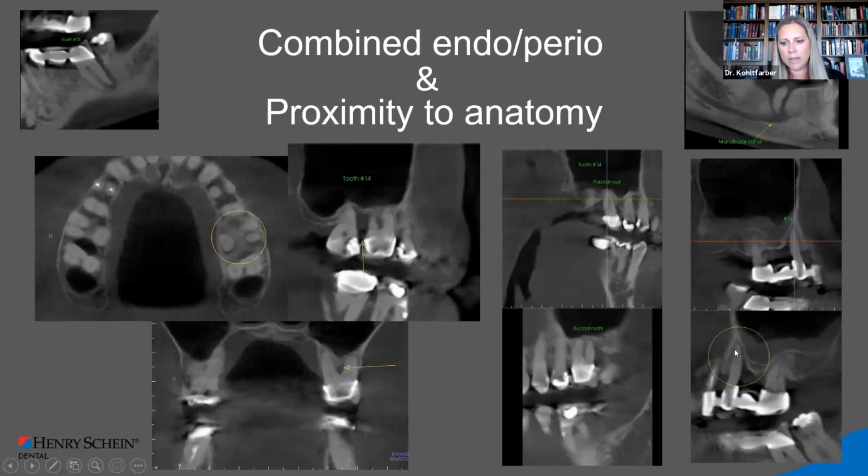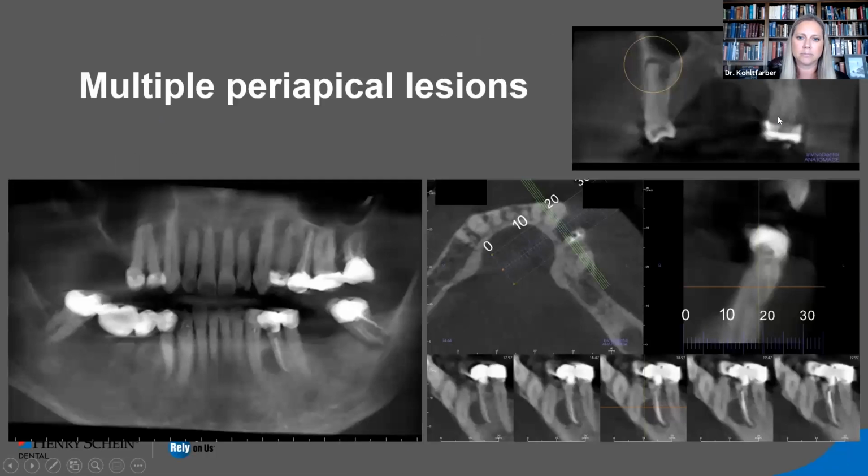Here's another combined endoperio lesion as well. So any of these you want to go ahead and look at. We want to rule out a root fracture. Be able to evaluate that just a little bit better with the CBCT. What about this? Well, that tooth, look at the location to the mandibular canal. So definitely if we're going to be doing an extraction or we're going to be doing an apicoectomy or anything like that, you want to know where your mandibular canal is.